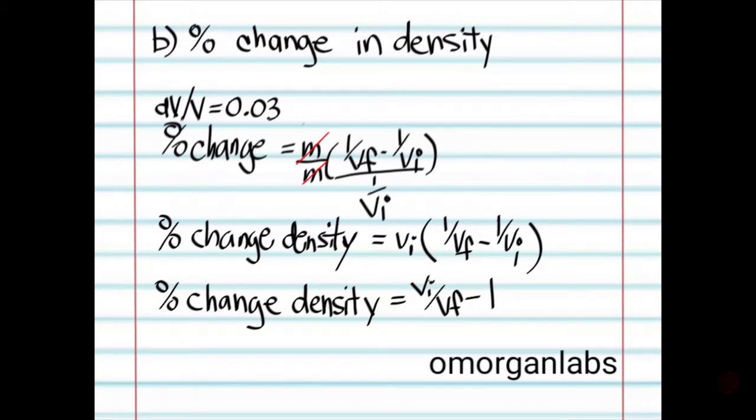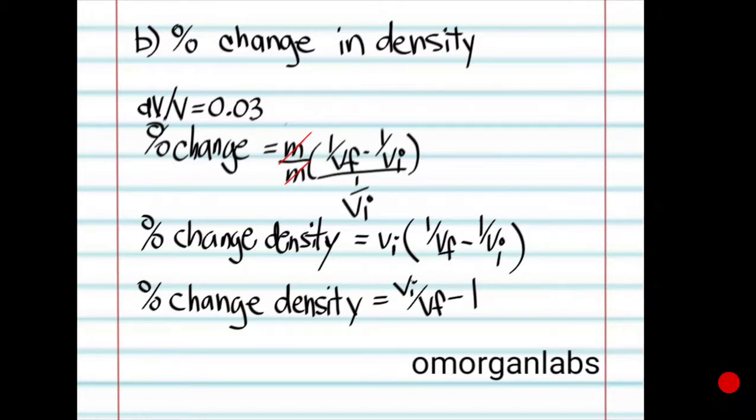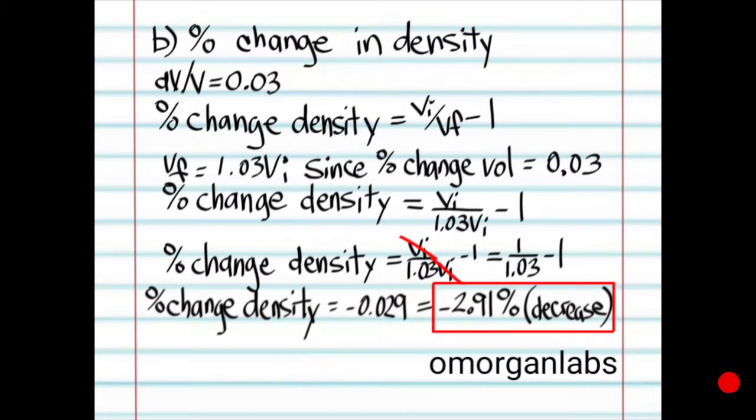Now, it's just an algebra problem. You cross out your masses, and then you bring your 1 over VI in the denominator. You can take the reciprocal, you bring the VI to the top. So you end up with initial volume over final volume minus 1. One more piece to this problem. You have to realize when you have percent change, you can multiply your initial times your percent change plus 1.